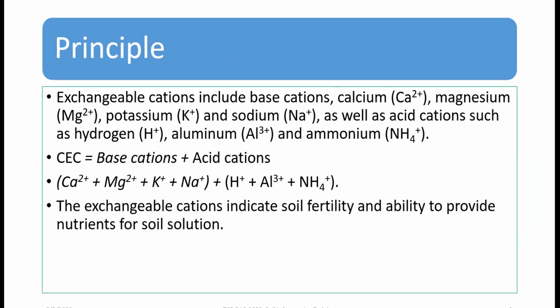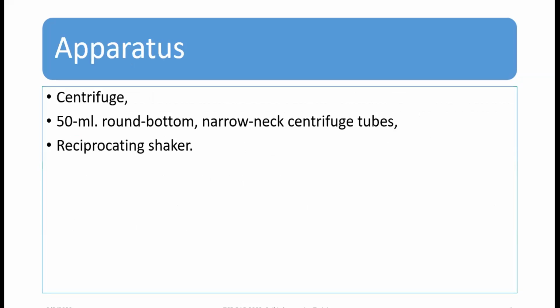As we mentioned, exchangeable cations are classified into two parts, base and acid cations. The exchangeable cations indicate the soil fertility and its ability to provide nutrients to the soil solution. Here the apparatus is just a centrifuge, 50 ml round bottom narrow neck centrifuge tubes, and a reciprocating shaker.